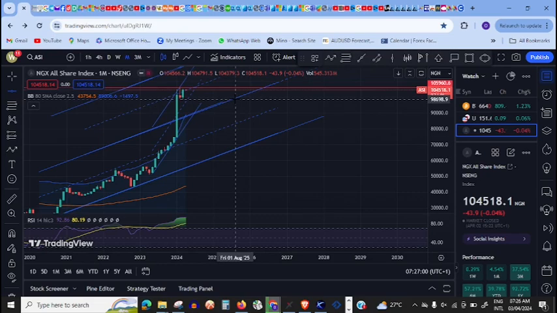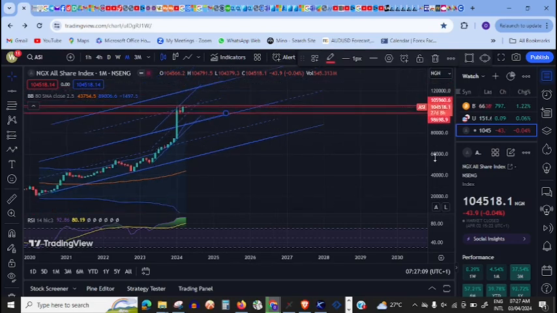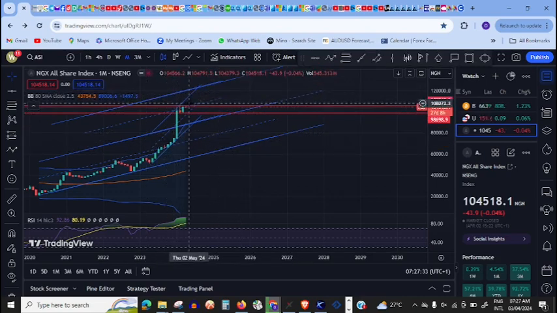Then I have the support here. So this is a range I'm looking at for, let's say, a breakout. If there's going to be a breakout, I don't really expect much push to the upside. I'm not expecting too much move again in this place.